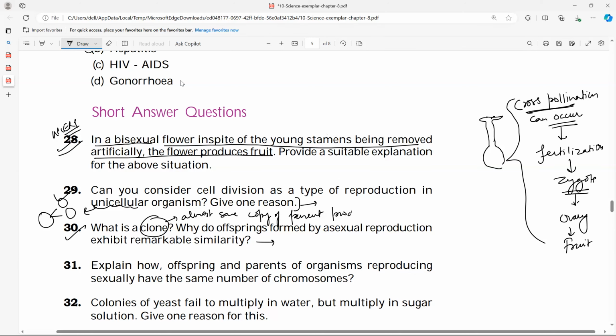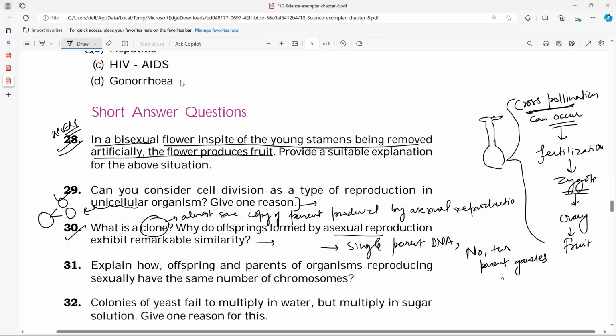Produced by asexual reproduction. Now, what you are going to write here for why offspring are similar: the keyword is single parent DNA. Single parent DNA is involved. Next keyword, no gametes. Single parent DNA is involved, and this is sufficient. That's why they have this remarkable property. Or we can write it, no two parents are involved, no two parent gametes are involved. So please write down these keywords for this question.